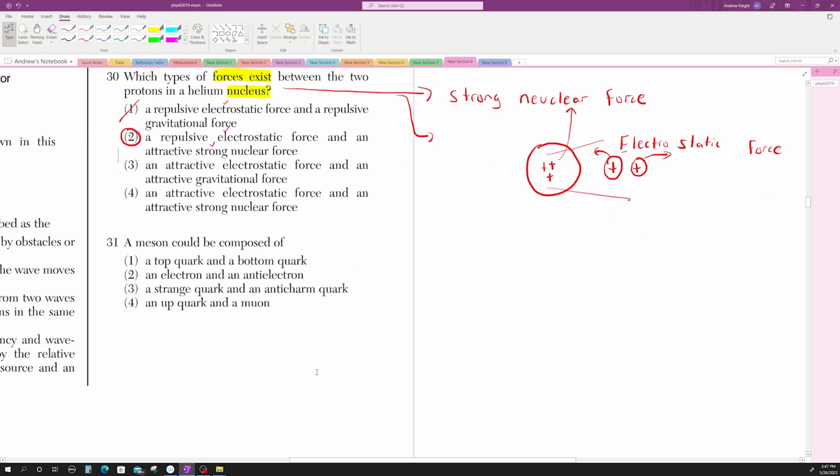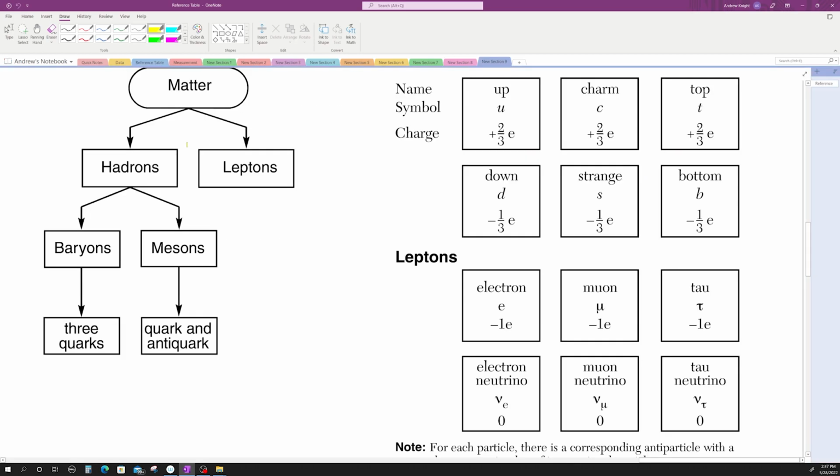Question 31. A meson could be composed of. Well, what the heck is a meson? Sounds like I need to go to my reference table. If I go to my reference table and look for the word meson, I'll find it right here under the classification of matter. So we notice matter is made up of 2 things, hadrons and leptons. The hadrons are broken down into 2 categories. One category is a meson, and a meson is made up of a quark and an antiquark.